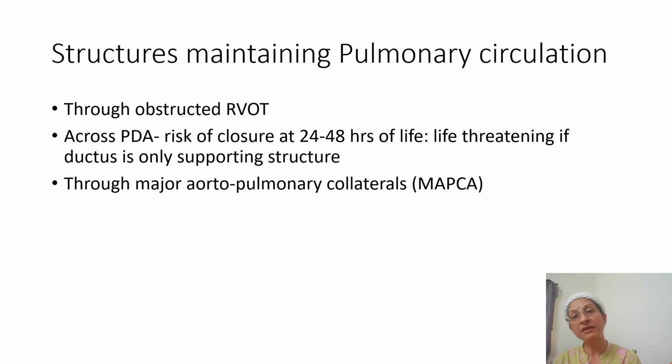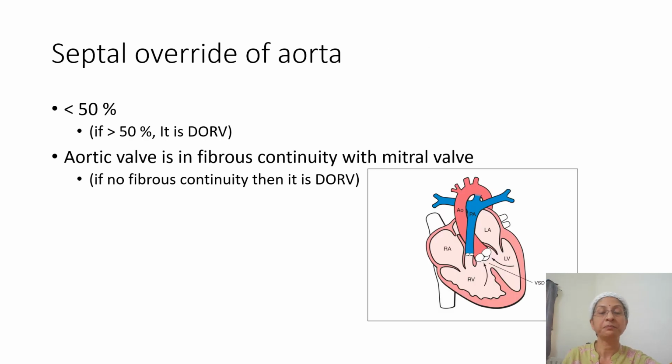One could be the patent ductus arteriosus, but this is risky because the patent ductus arteriosus is physiologically designed to close at 24 to 48 hours. Therefore, this could be life-threatening and it becomes a ductus-dependent circulation. This is very important. A third scenario could be major aortopulmonary collaterals, MAPCA as we call it, which will usually be the bronchial arteries communicating between the aorta and the pulmonary vessels.